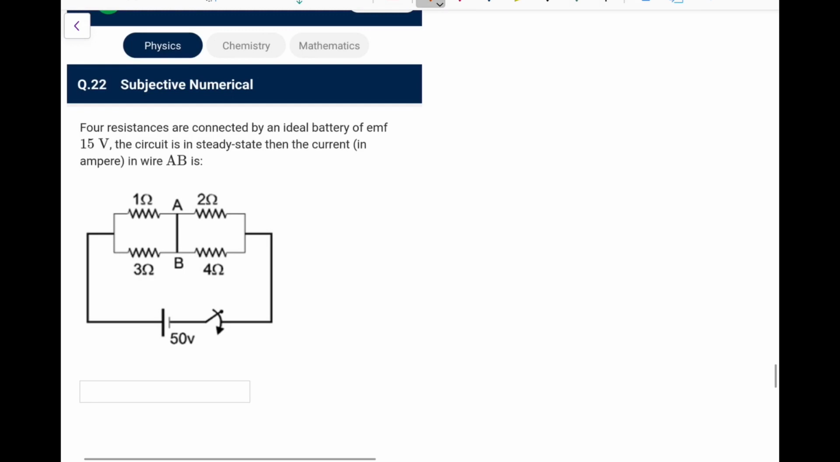Okay, next. 4 resistances are connected by an ideal battery of EMF 15. The circuit is in a steady state, then the current in wire AB is, okay, what would be the current in wire AB? Because this is not a balanced Wheatstone bridge, it would be very tough for us to solve. It's not going to be easy for us to solve. So let me try it.